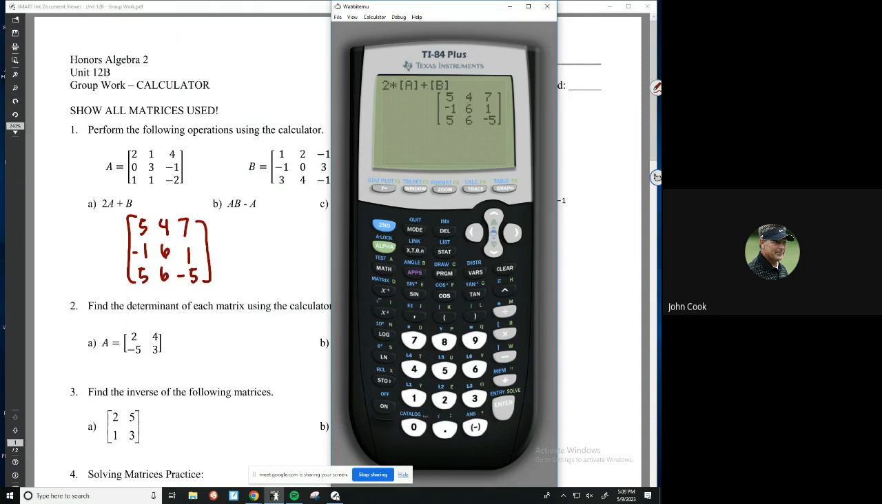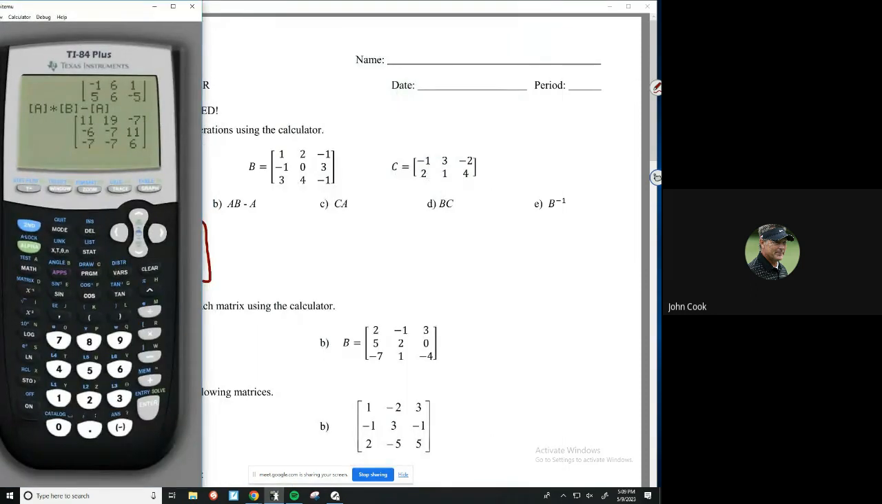Okay, and then we do the next one, A times B minus A. So, you do matrix A times matrix B, and then minus matrix A. And then hit enter, and then you get your answer. So part B is 11, 19, -7. -6, -7, 11, -7, -7, and 6.